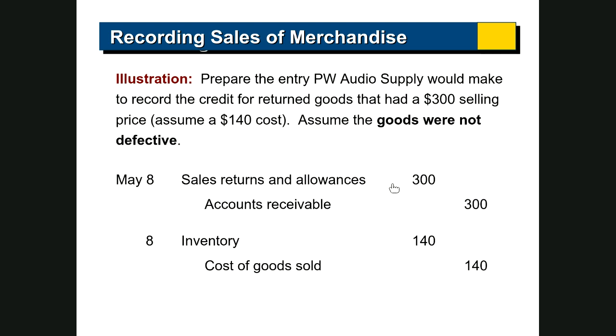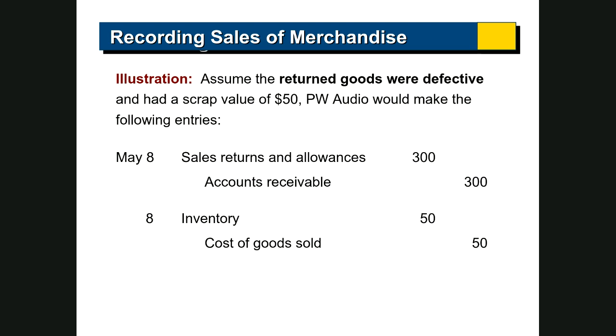Okay. And the other entry is just reversed. So instead of crediting inventory and debiting cost of goods sold as we did before, we reverse it. We reduce cost of goods sold and we add the inventory back. Are you following? Okay. In the case of allowance, yes.